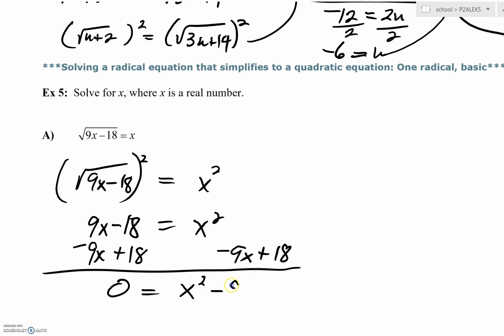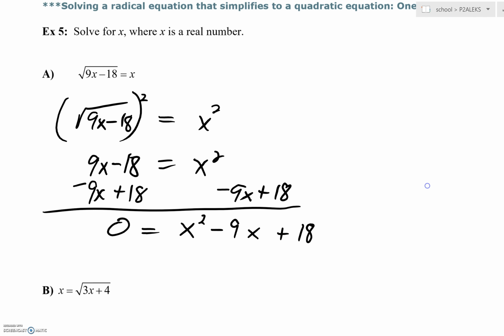And this is where we're going to do some review. We're going to have to factor this, guys. So I'm going to bring this back up here. The middle number tells you that you have to add to negative 9. The last number says you have to multiply to an 18.